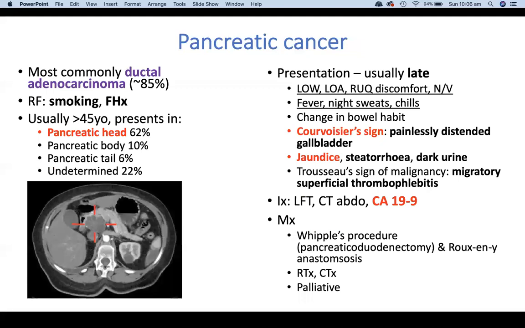Pancreatic cancer is mainly adenocarcinoma, mainly in the pancreatic head. So this can cause issues with your biliary tree, giving you pain, jaundice and pruritus. But often it presents late, so it gives you the classic cancer symptoms: loss of weight, loss of appetite, nausea, vomiting, fever. The buzzword sign is Courvoisier's sign, a painlessly distended gallbladder. I don't think there's too much else to know for this. Cholangiocarcinoma is a cancer of your biliary tree that presents in a very similar way.